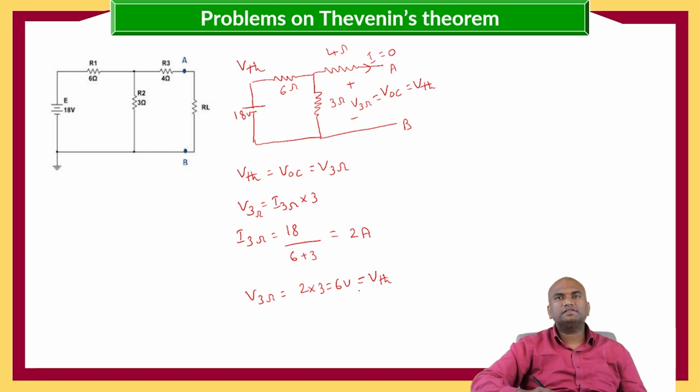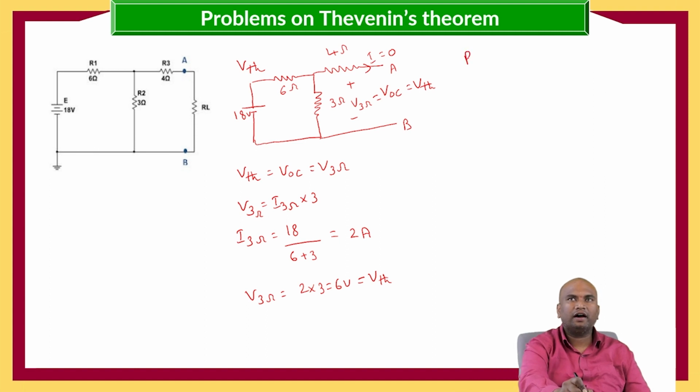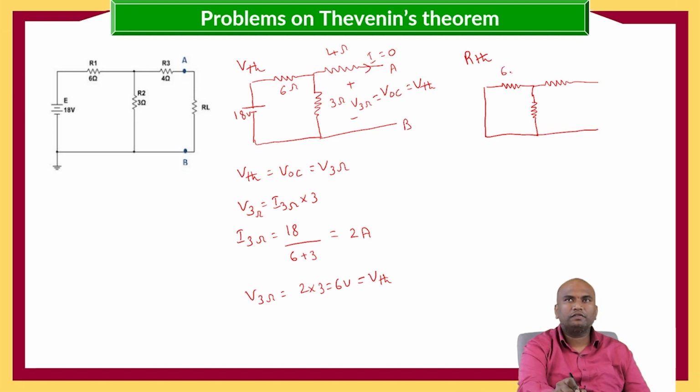Now we need to calculate the RTH, where RTH is nothing but the voltage source is replaced with a short circuit, and the resistors here are 6 ohms, 3 ohms, 4 ohms. Here is the RTH.